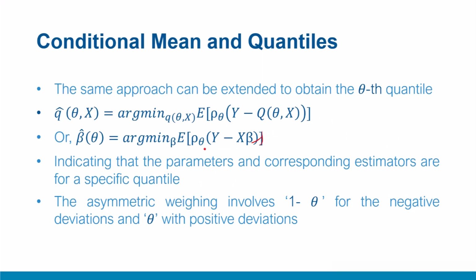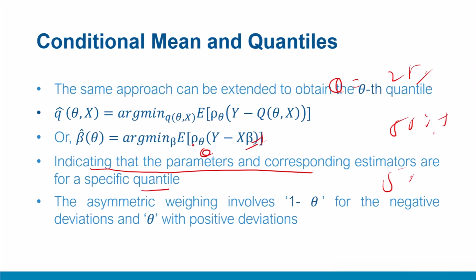So these beta estimates are quantile specific. For each quantile theta, equal to maybe the 25th percentile, or the 50th percentile, which is the median, or the 5th percentile, you get different estimates. This indicates that the parameters corresponding to each estimator are quantile specific. And recall, as per this check or loss function, the magnitude of negative errors was multiplied by 1 minus theta, and positive errors were multiplied by theta. You minimize this scheme, and when you do, you get the quantile specific coefficients or estimates.